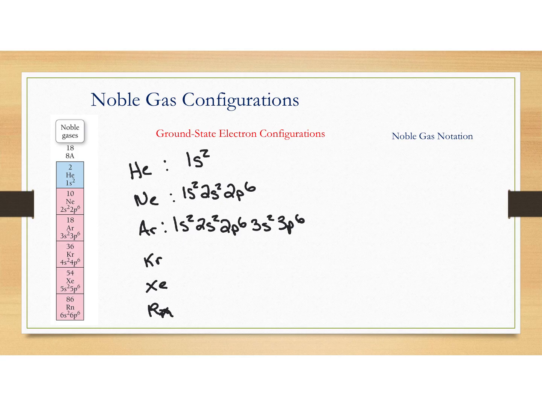Krypton would be 1s2, 2s2, 2p6, 3s2, 3p6, 4s2, 3d10, 4p6.